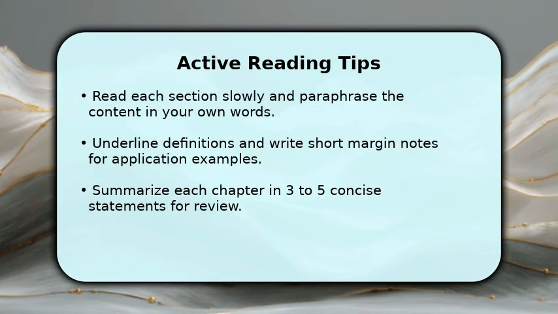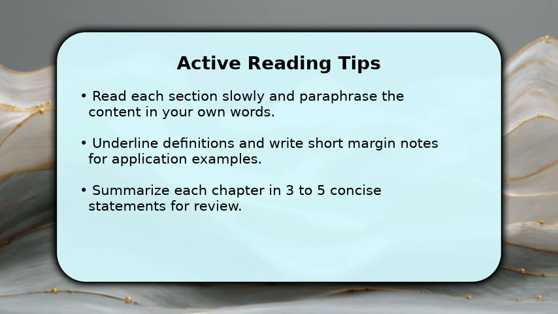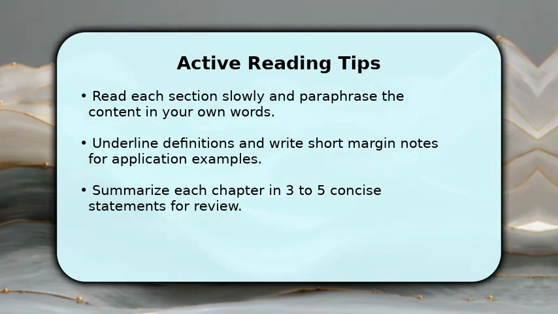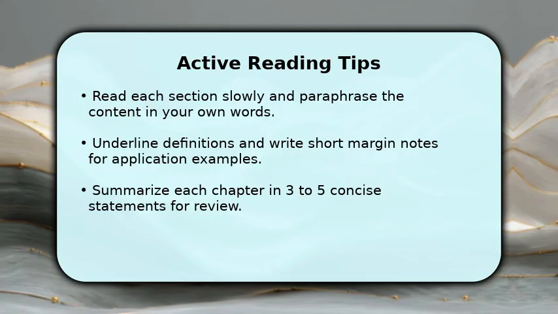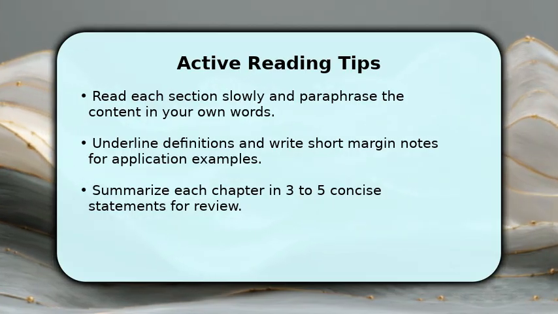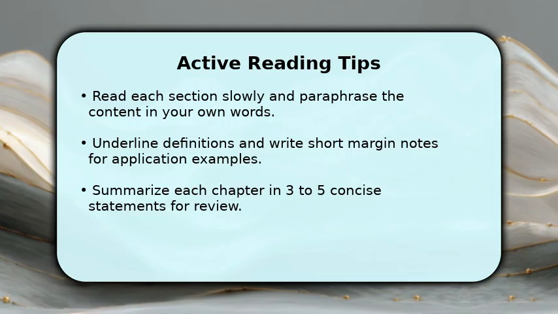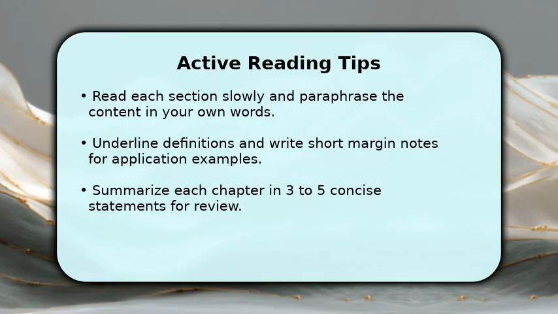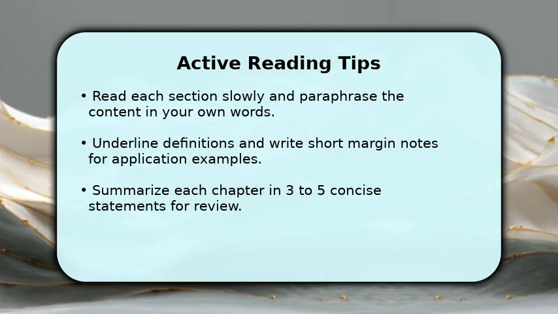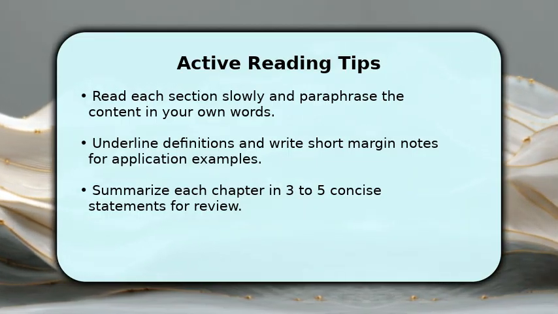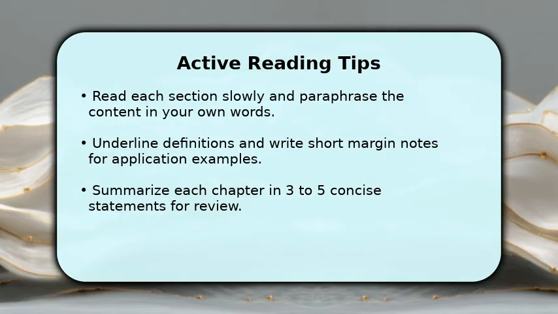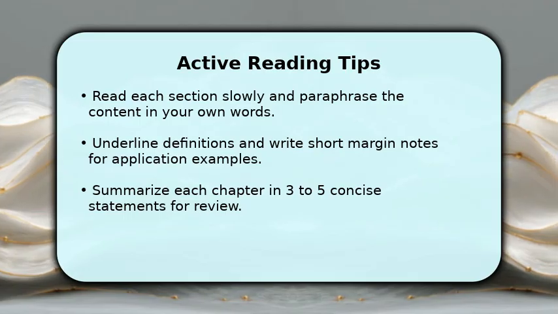Skim each section, then read actively with a pen. Paraphrase clauses and jot short examples beside definitions. Stop after each provision and explain it aloud or in writing to test understanding. Use consistent symbols for penalties, exceptions, and procedures so you spot patterns. Convert long sentences into bullet points and link them to related sections. This active approach turns passive reading into durable memory and practical knowledge.